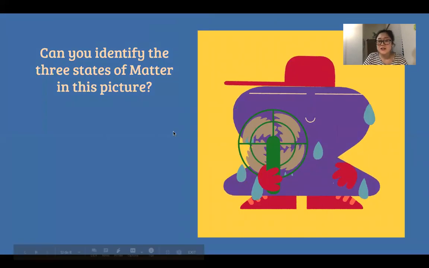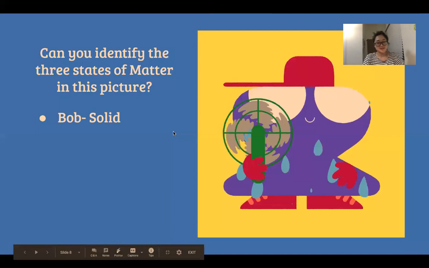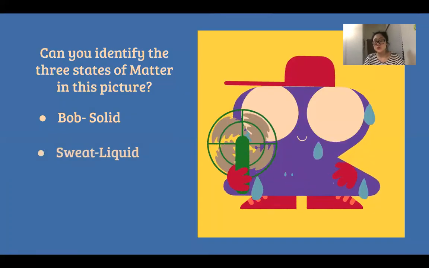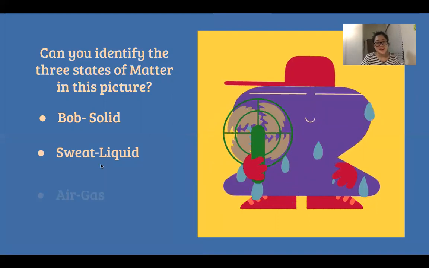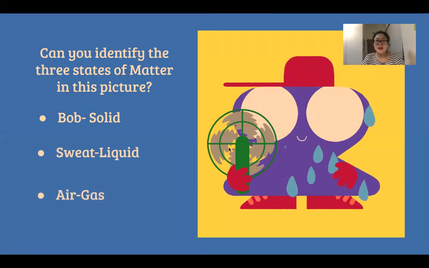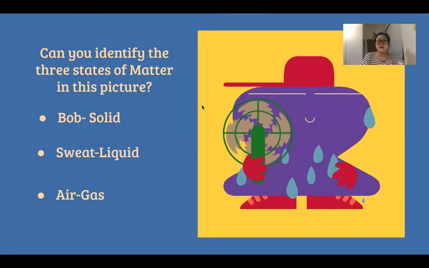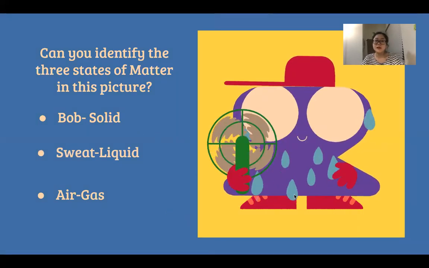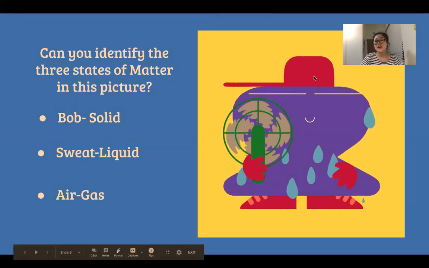All right, so I said that Bob was the solid. I said that his sweat is the liquid, and the air that is coming from the fan represents the gas. But different examples of the solid can be his shoes or his hat.